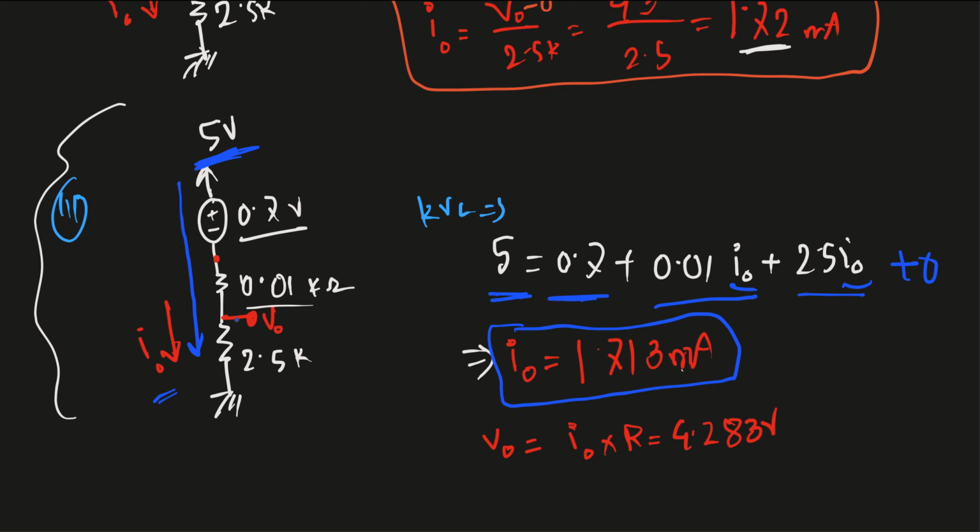And what about V naught? Well, V naught is the voltage, and we know the current through the resistance. So we can write V naught minus 0 is equal to I naught R. If we put in the values, it will be 4.283 volt.